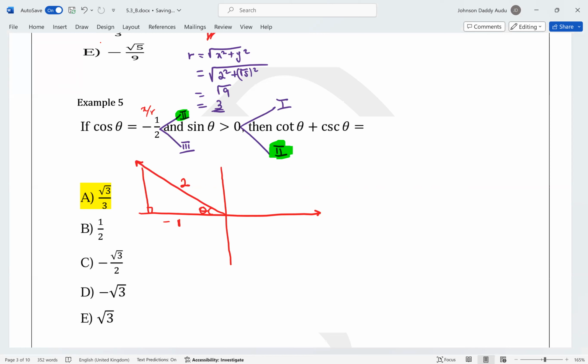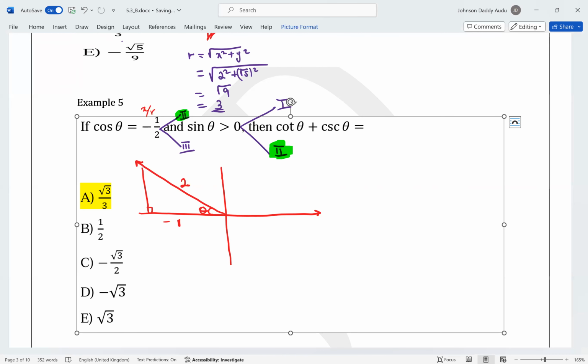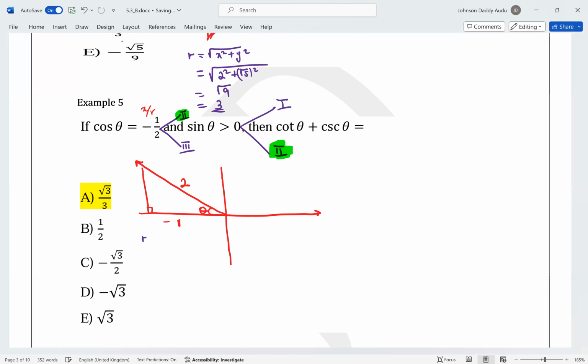Then we can find y using Pythagoras theorem. We have r squared equals x squared plus y squared. So 2 squared equals 1 squared plus y squared. So y is going to be the root of 2 squared minus 1 squared, which is just root of 3. So this is root of 3 and is in the positive direction.